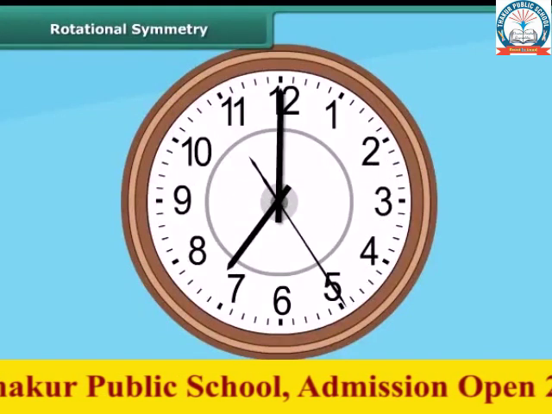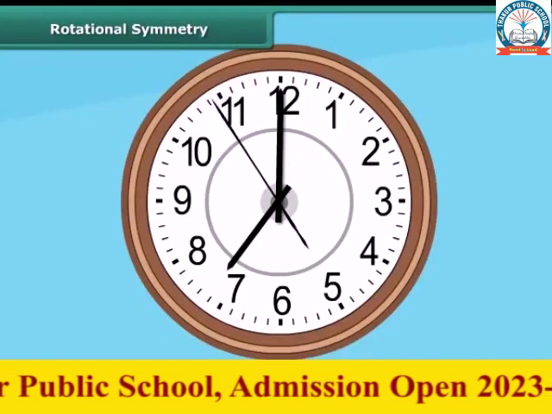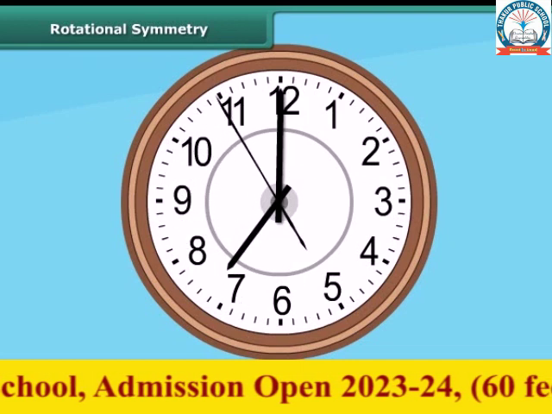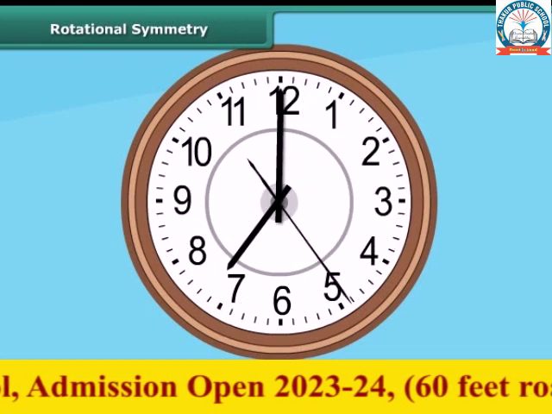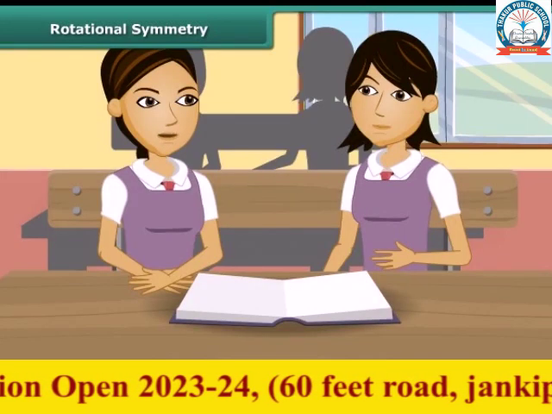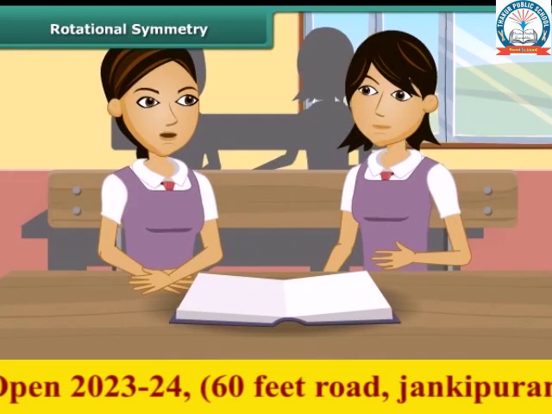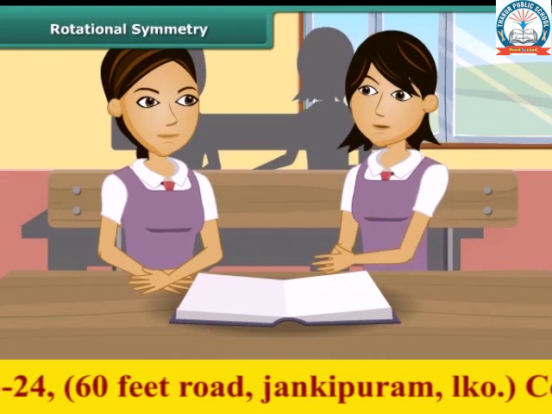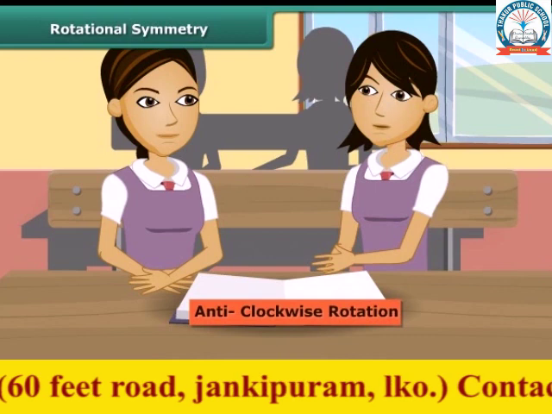Now look at this clock. It's going round and round. This means it is rotating. The hands of the clock rotate in a clockwise rotation. And when something rotates other than clockwise, then what type of rotation is it? Then we call that rotation anti-clockwise rotation.